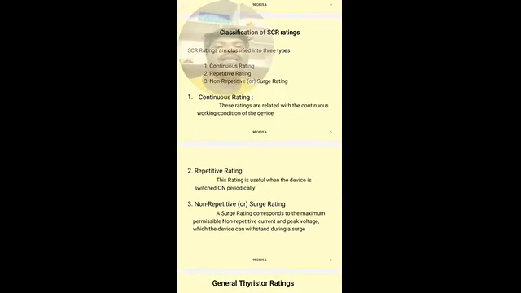Classification of the ratings: SCR ratings are classified into three types: continuous rating, repetitive rating, and non-repetitive or surge rating. Continuous ratings are related to the continuous working condition of the device. Repetitive rating is useful where the device is switched on periodically. Non-repetitive or surge rating corresponds to the maximum permissible non-repetitive current and peak voltage which the device can withstand during a sudden change.